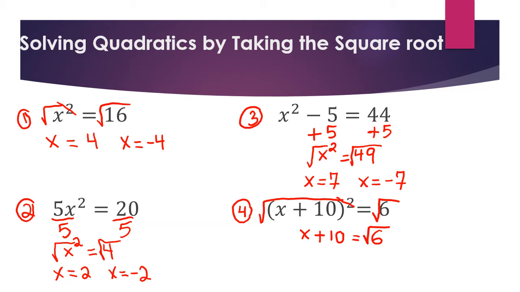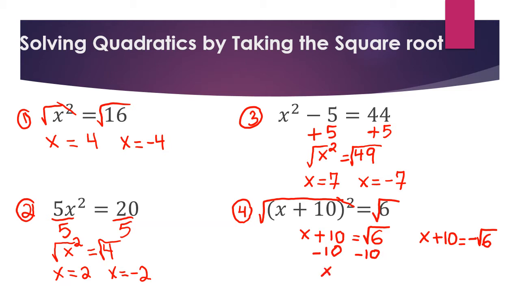And since I don't have a square root for 6, I'm going to keep the radical in the simplest form, which is radical 6. Now, to solve this problem, I need to also understand that the radical is not just the positive radical. We also have the negative radical. So I'm going to end up with two equations. x plus 10 equals radical 6, and x plus 10 equals negative radical 6. So the same way we had a positive and a negative answer when we square rooted the numbers in the previous examples.